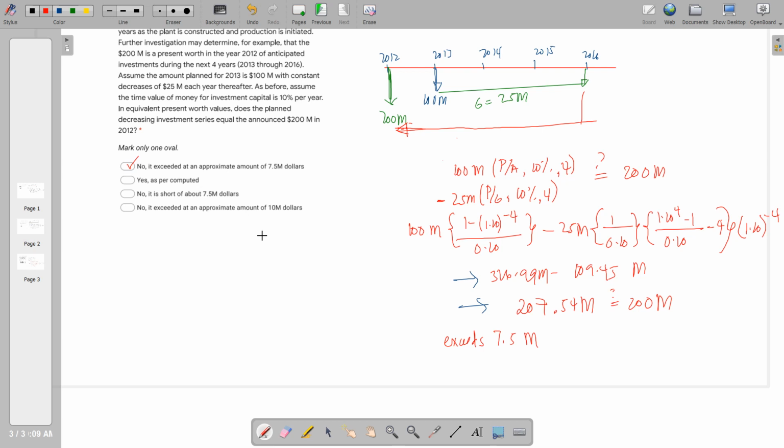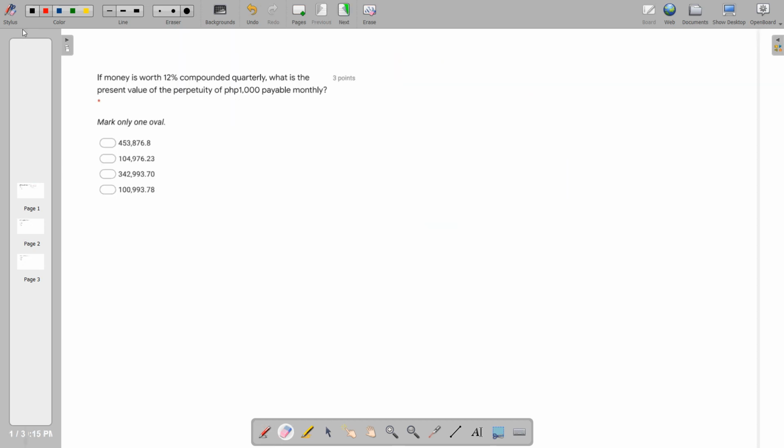Okay, so that's it for the arithmetic gradient. So we will now have our problems on perpetuity. For the first problem, if money is worth 12% compounded quarterly, what is the present value of the perpetuity of 1,000 pesos payable monthly? In this problem, our interest is expressed in quarterly terms, but our requirement should be in terms of compounding monthly.